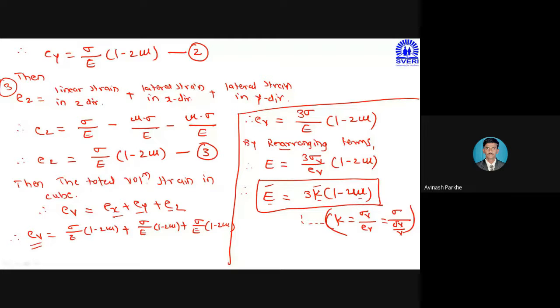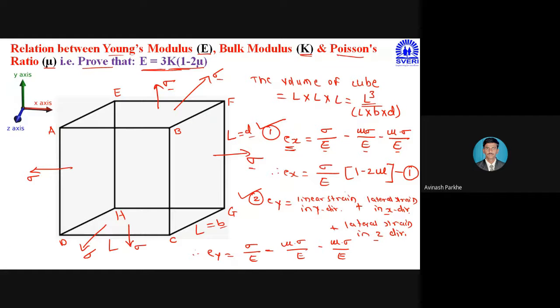So this relation should be at the tip of your tongue, because based on this relation one numerical will be asked in the examination, and this derivation is also asked for 7 or 8 marks. Sometimes the question will be asked like this: prove the relation between Young's modulus E and bulk modulus K, or sometimes prove that E is equal to 3K in bracket 1 minus 2 mu. Sometimes a big statement is given asking for the relation between Young's modulus E, bulk modulus K, and Poisson's ratio mu, or sometimes a very simple statement, prove that E is equal to 3K in bracket 1 minus 2 mu.